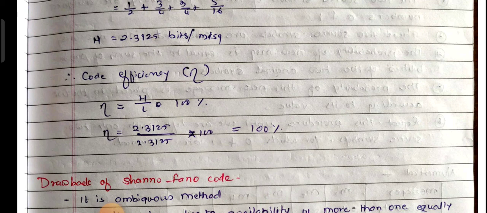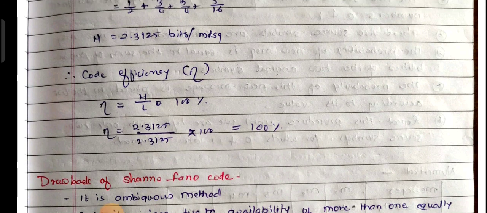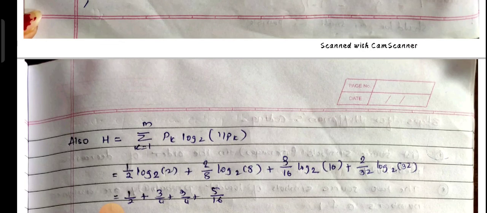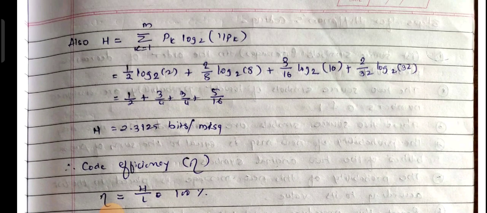So the coding efficiency value is 1 or 100%, which is the maximum value we are getting, because here the entropy and the code word length values are the same. So I am getting coding efficiency eta equal to 1 or 100%. So redundancy in this case is 1 minus coding efficiency, that is 1 minus 1, which is 0. So redundancy here is 0, which is a low value. So that's how the code word length and the coding efficiency can be found using this Shannon Fano code method.